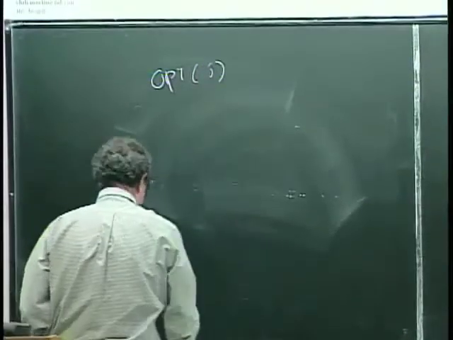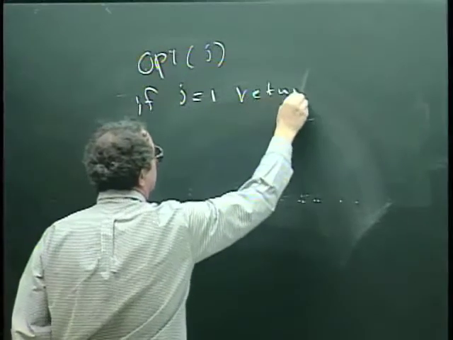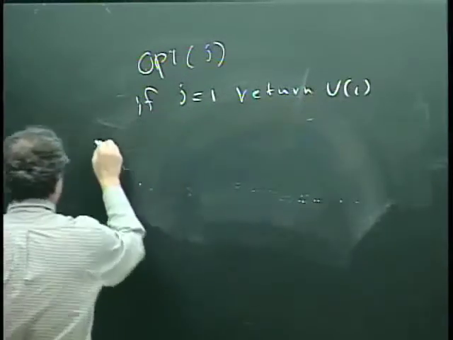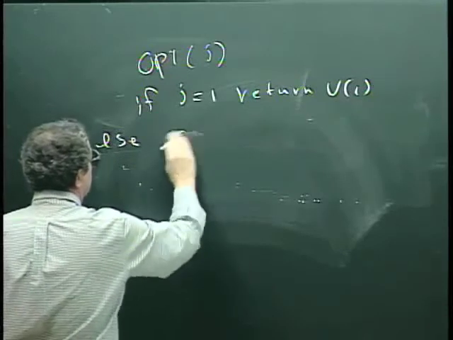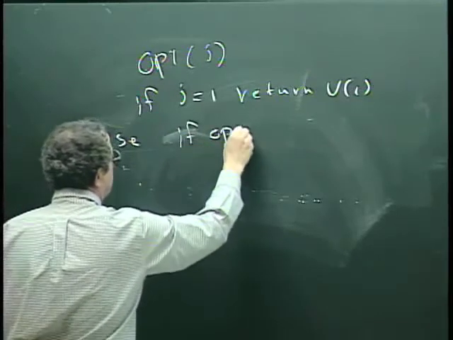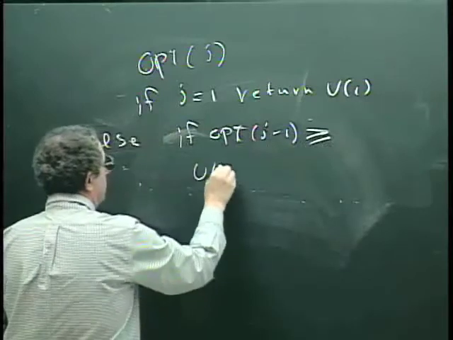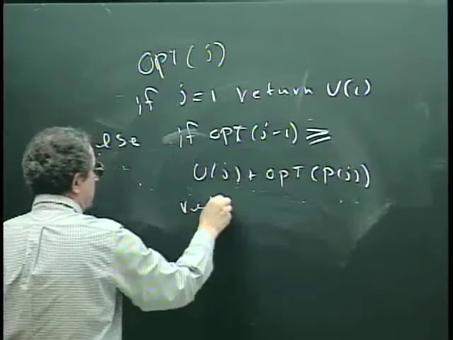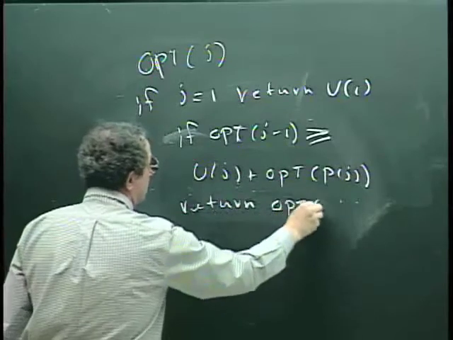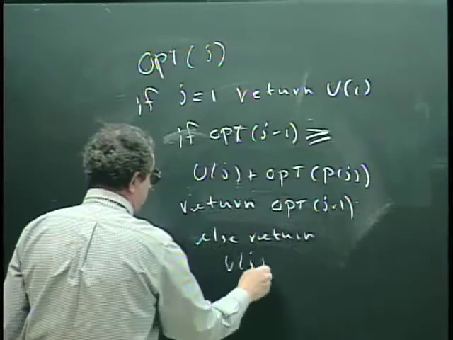So this is opt j, I'm calling opt j. If j equals 1, return v1, else compute, well, if opt j minus 1 is greater than or equal to vj plus opt pj, return opt j minus 1, else return vj plus opt pj.